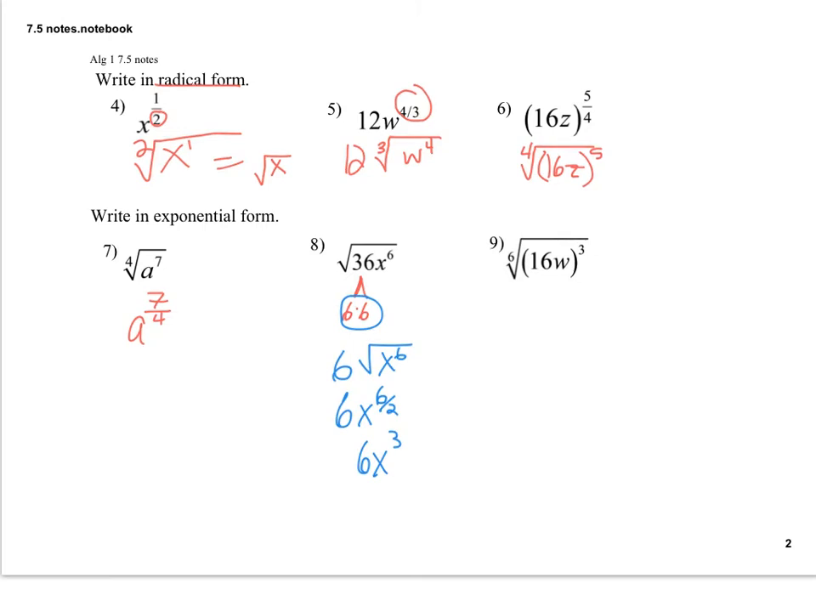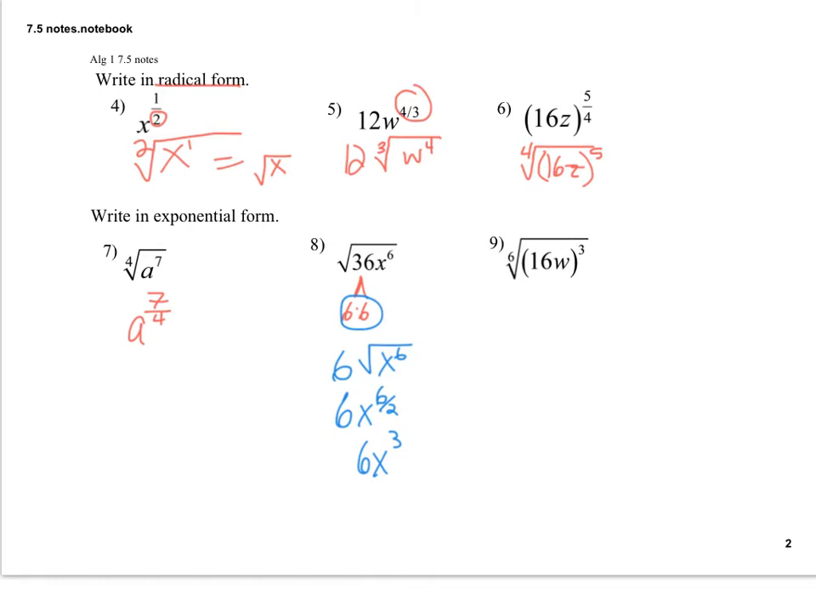Let me use a laser pointer. I didn't have a parenthesis around this 36 here. Okay, so I actually had to break down that 36 and figure out what the square root of that was going to be. All right, so number 9, let's take a look at that one.